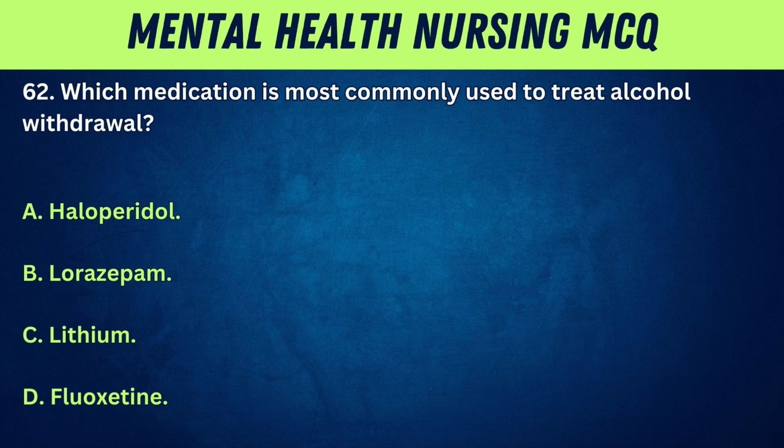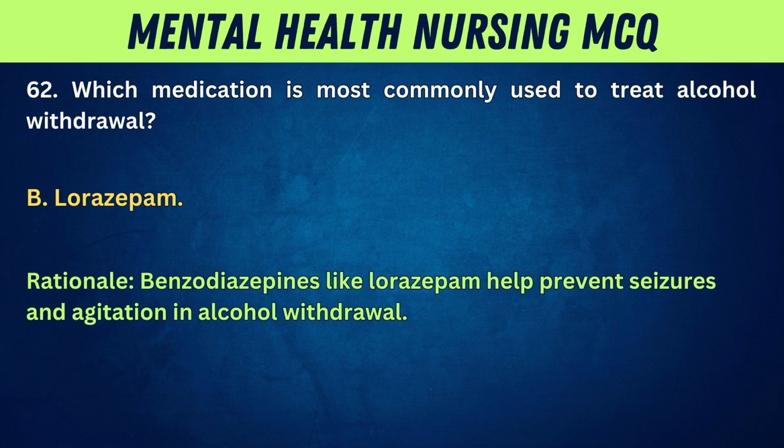62. Which medication is most commonly used to treat alcohol withdrawal? A. Haloperidol. B. Lorazepam. C. Lithium. D. Fluoxetine. Answer: B. Lorazepam. Rationale: benzodiazepines like lorazepam help prevent seizures and agitation in alcohol withdrawal.